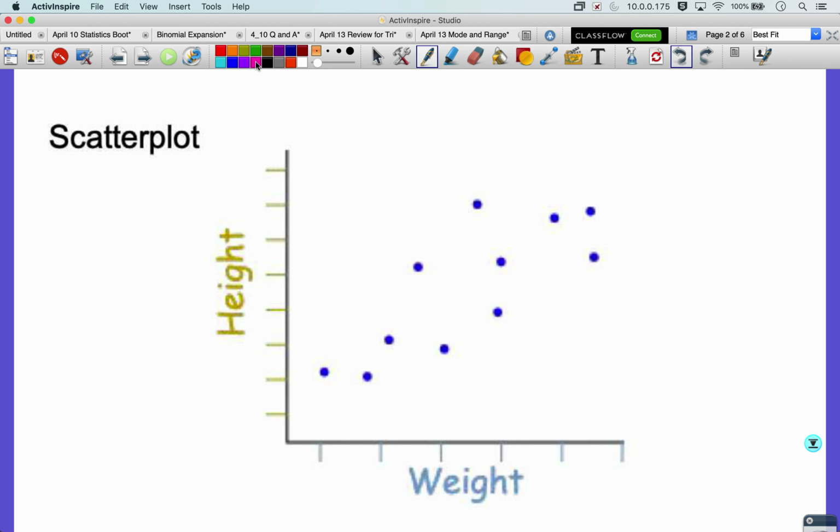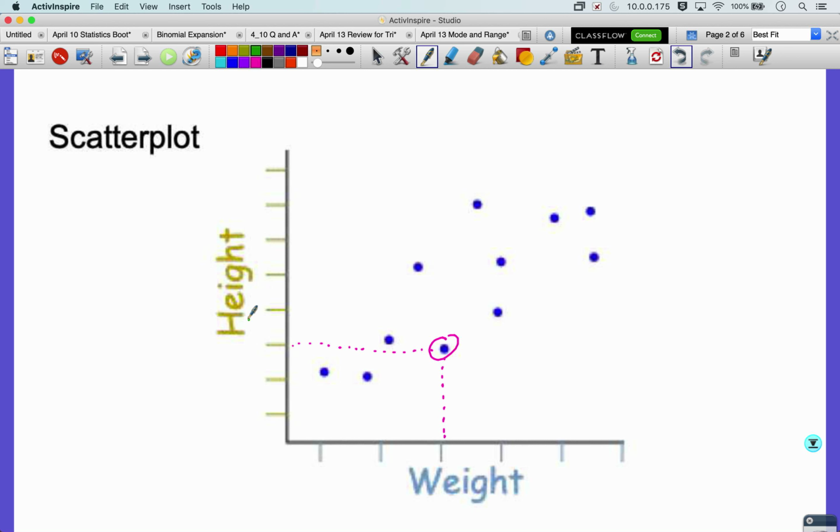So, for example, this individual right here, we would just go straight down to figure out how much they weighed, and we would just go straight over to figure out what their height is. All right, when we do this, we can start to see trends.